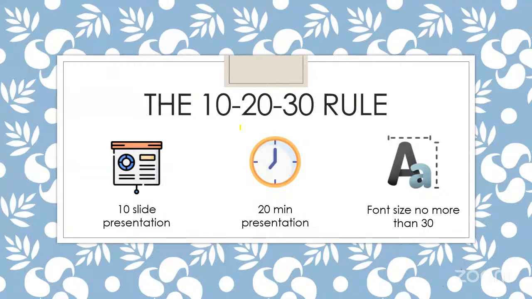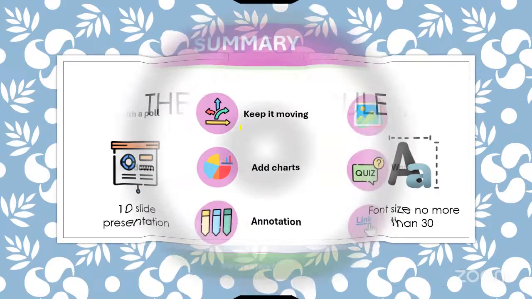A general rule that a lot of people are talking about is the 10-20-30 rule, which is: have no more than 10 slides, talk only for 20 minutes, and do not use a font size larger than 30 because that's not visually attractive. Though honestly, this rule is very hard to follow when you're actually making a presentation, because 10 slides is a very, very small number.